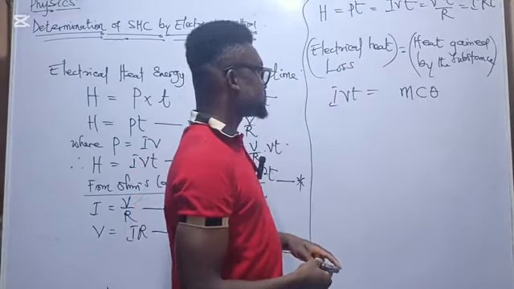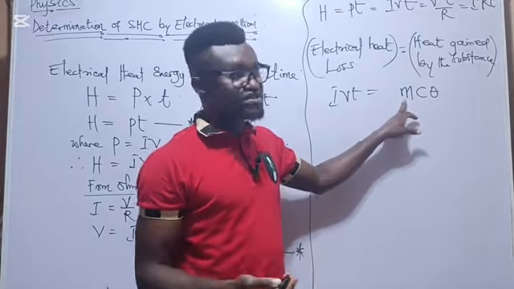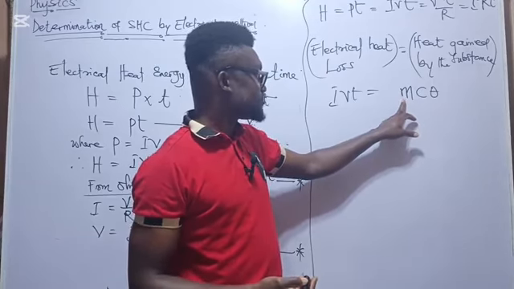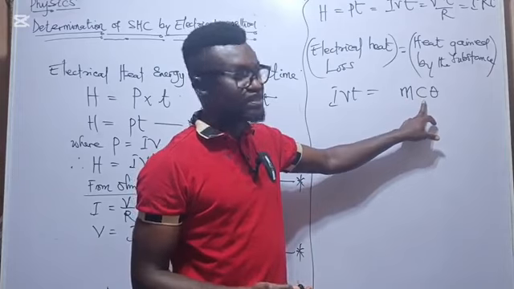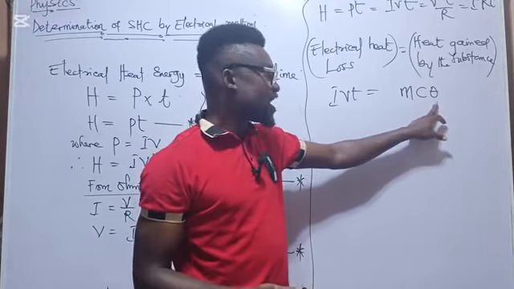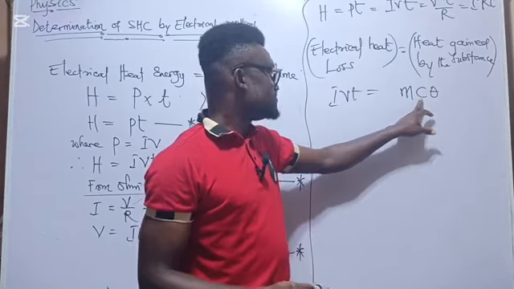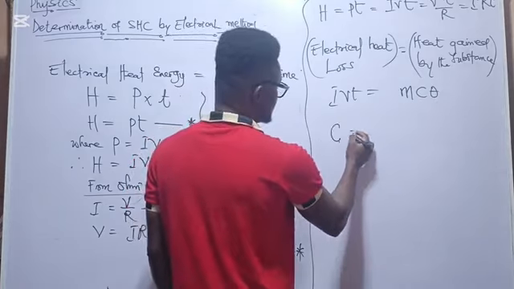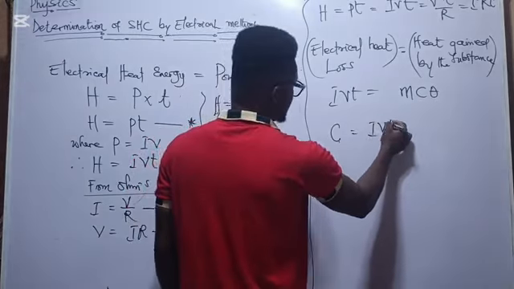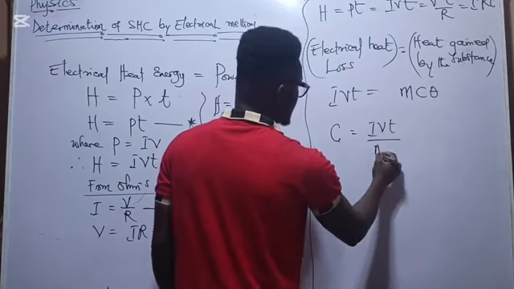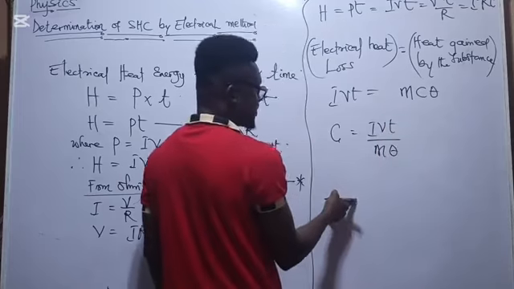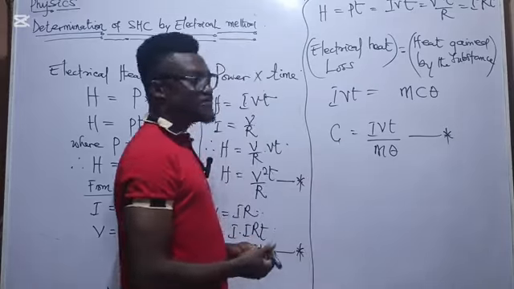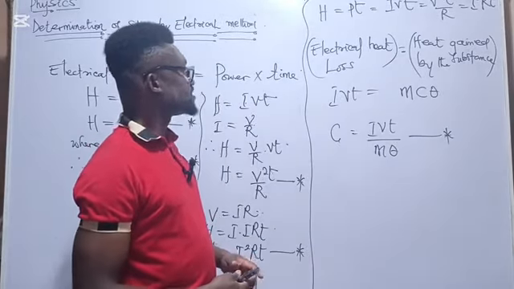Okay, so from what we derived from the specific heat calculation, we have the heat equal to mass times specific heat times the temperature rise or temperature change. So if you make this C the subject, you are now going to get the specific heat being equal to IVT all over M times the temperature difference. So this is a formula that can be used to obtain specific heat once you consider electrical means.